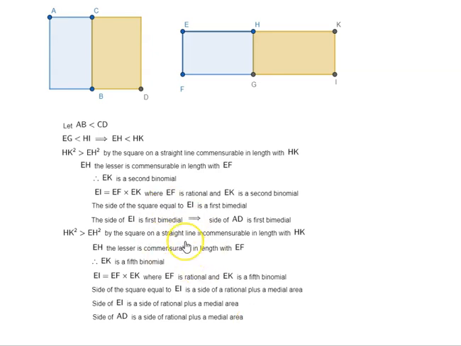So we have shown that if a rational and a medial area are added together, then four irrational straight lines arise, namely a binomial or a first bimedial or a major or a side of a rational plus a medial area. That was proposition number 71 of book 10 of Euclid's Elements.